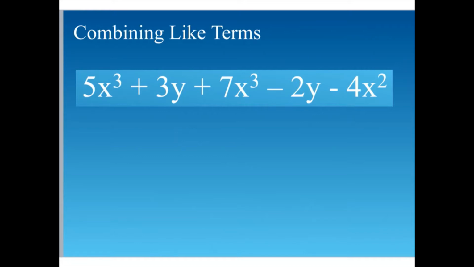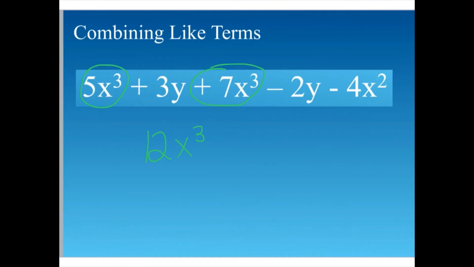Okay, here we go. I have a 5x to the power of 3, and I saw over here I had a positive 7x to the power of 3. Now this x to the power of 3 is not the same term as x to the power of 2, because remember, they have to have the same variable and the same exponent. And 3 and 2 are not the same. All right, let's put these together. 5 plus 7 is 12x to the power of 3.